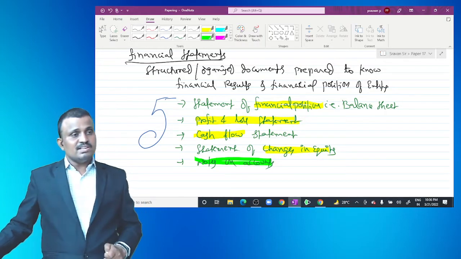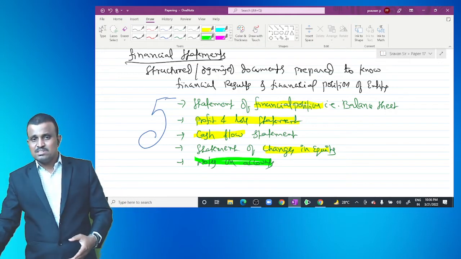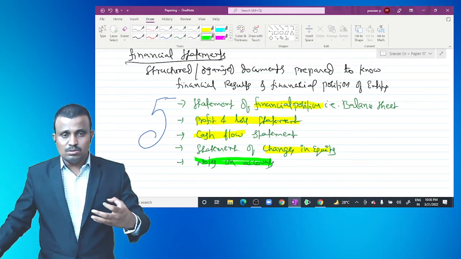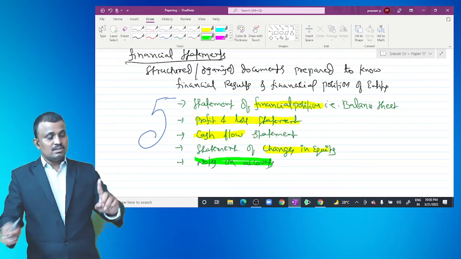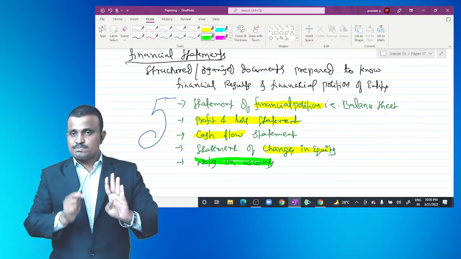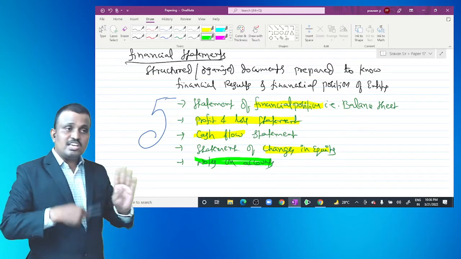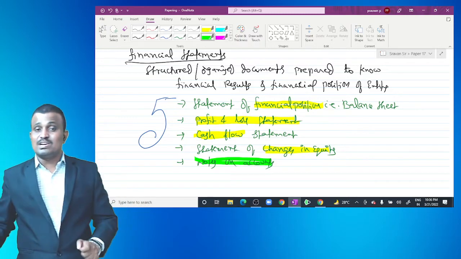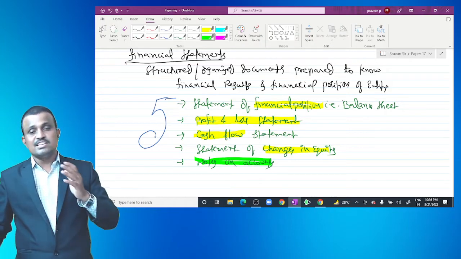And another element is there. What are the elements of the financial statement? Elements means the items based on which these financial statements are prepared. Nothing but assets, liabilities, income, expenses, capital, and cash flows. So these 6 items are treated as elements of the financial statement.